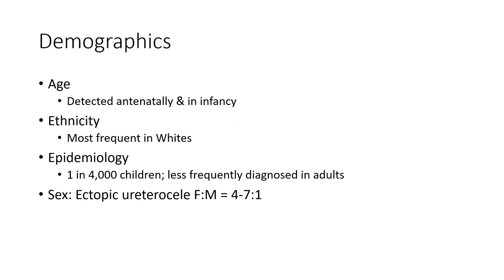Demographics: age, detected antenatally and in infancy. Ethnicity: most frequent in whites. Epidemiology: 1 in 4,000 children, less frequently diagnosed in adults. Ectopic ureterocele is more common in females than in males.